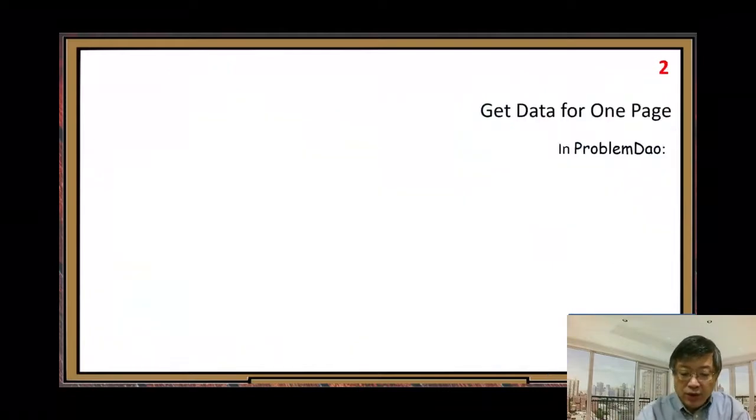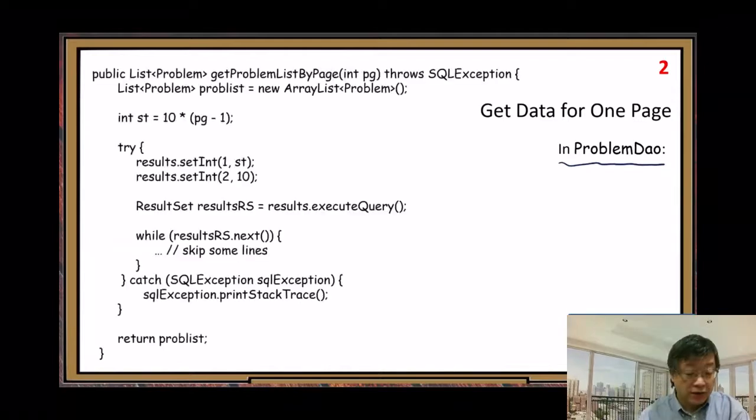Next, we want to look at the implementation method, getting data from one page, still in this problem DAO class. The full implementation method is like this. But here I skip some lines, because this part is pretty standard, the same as the previous version. So there is nothing to explain. I skip these lines so we can put the whole method in one slide.